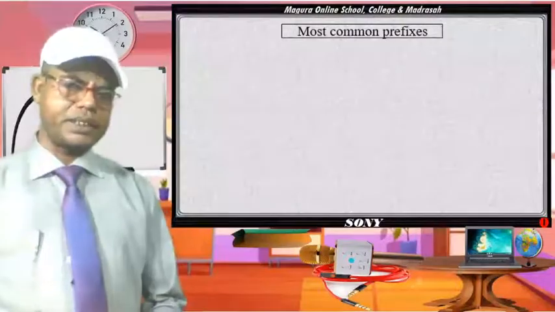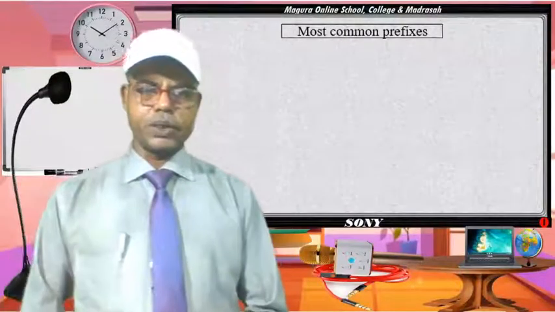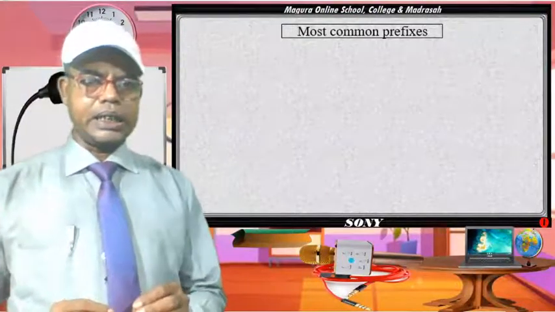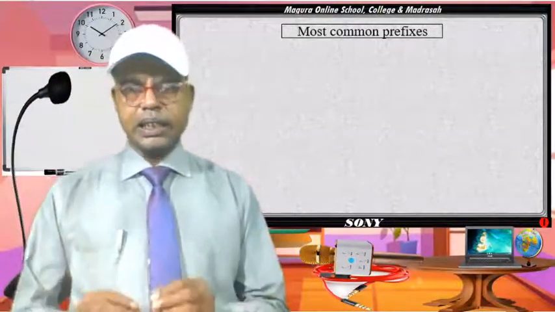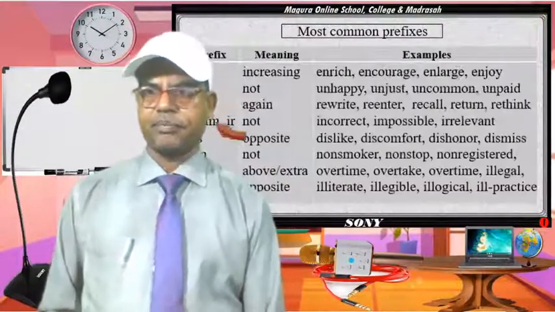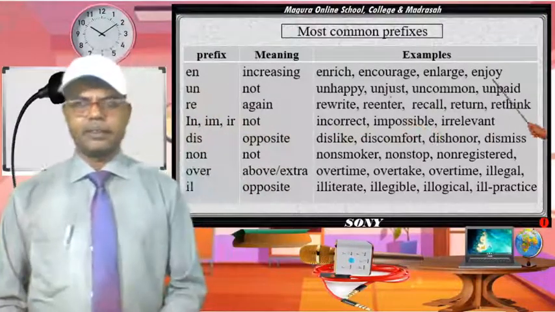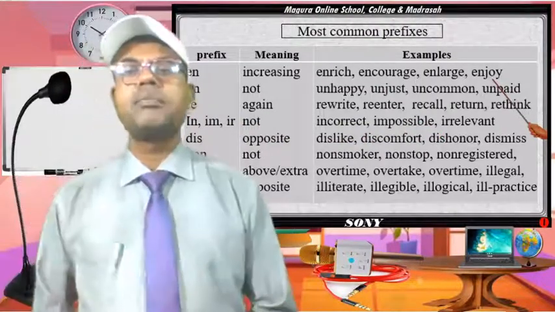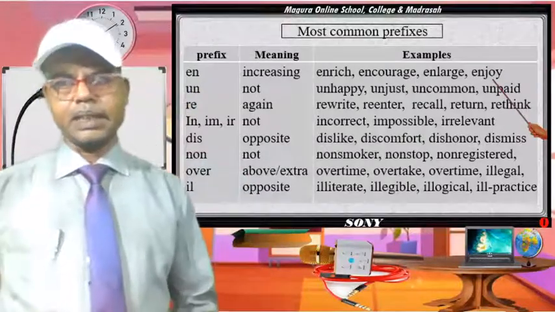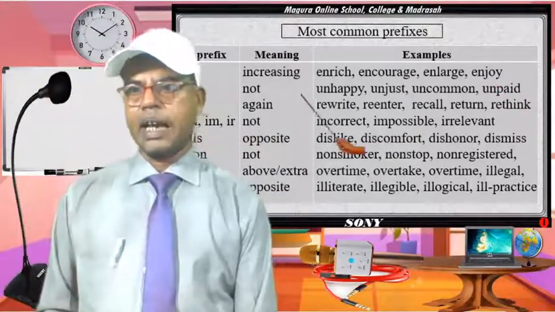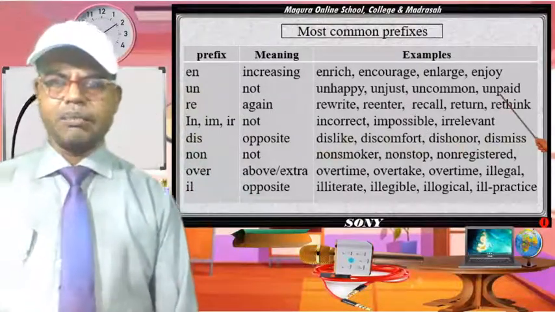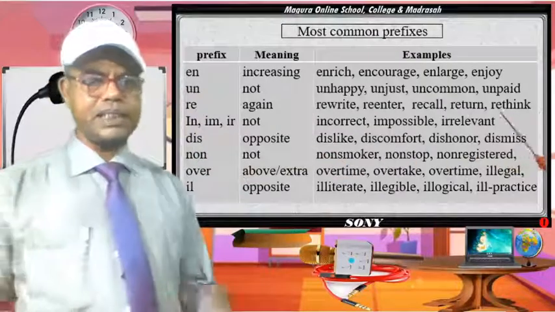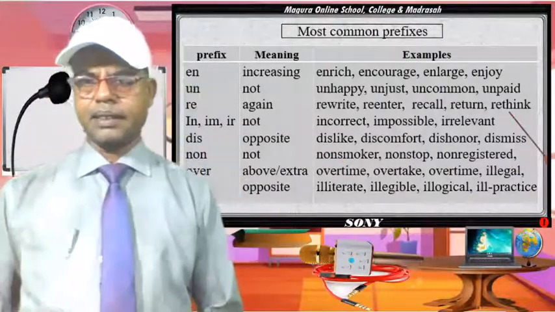Most common prefixes in your textbook, Unit 10, Lesson 1, you can clearly see this chart. First one, in, means increasing. Example, enrich, encourage, something like that. Then un, means not. Maybe unhappy, unjust, like that. Then re, means again. It is very much clear.